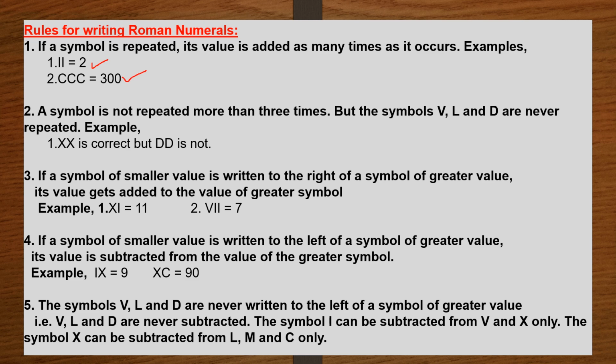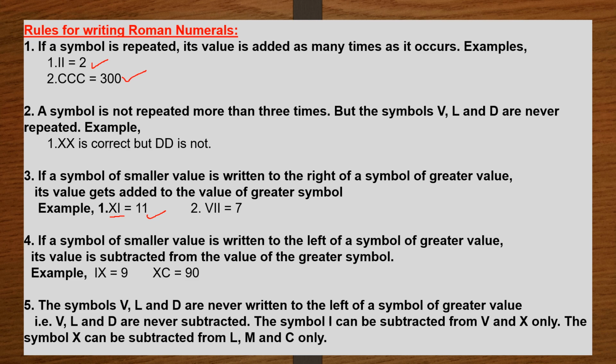Third rule: if a symbol of smaller value is written to the right of a symbol of greater value, its value gets added to the value of the greater symbol. You can understand this by taking some examples. See, here XI: the value of X is 10 and I is smaller than X, the value of I is 1. So if a smaller number is written to the right of a greater number, then their values get added. So 10 plus 1 is 11.